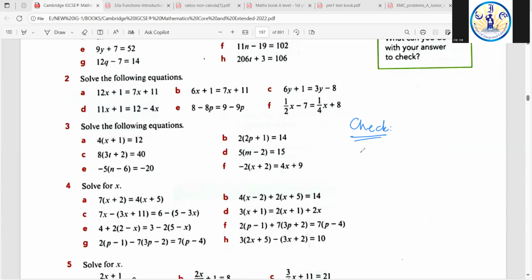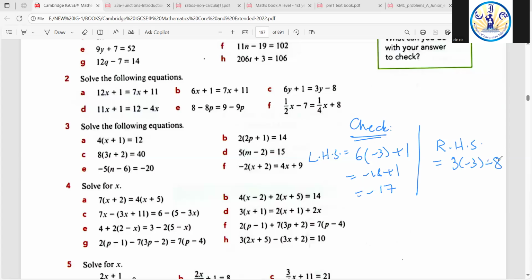Okay, the value of y was negative 3. Now I'm calculating the left hand side, that is 6 times negative 3, negative 18 plus 1, that is negative 17. And what about the right hand side? Are we getting the same answer? Let's see. That is 3 times negative 3 minus 8, so negative 9 minus 8, that is negative 17. Yes, we are getting the same answer. That means our answer is correct.